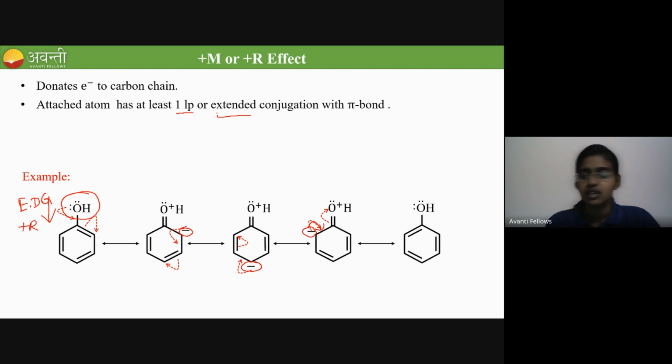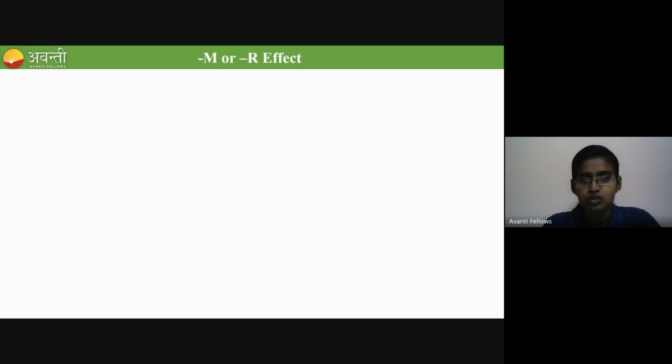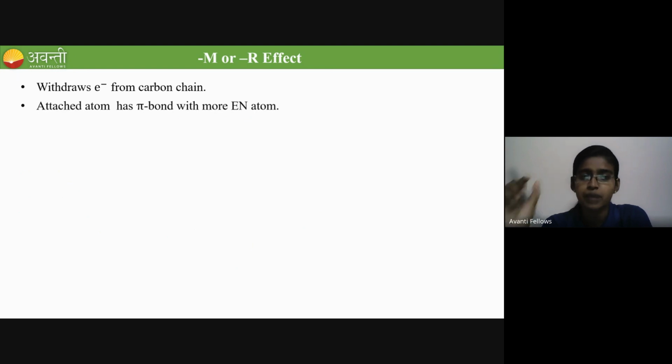Okay. Now coming to the minus R group, electrons will get withdrawn from the carbon chain. Withdrawal of electrons from the carbon chain is called the minus R effect. Now here the attached atom has a pi bond. There, what is the condition? We should have at least one lone pair, or extended conjugation. Here, the system or the attached atom should have at least one pi bond with a more electronegative atom. Okay, let's see an example.